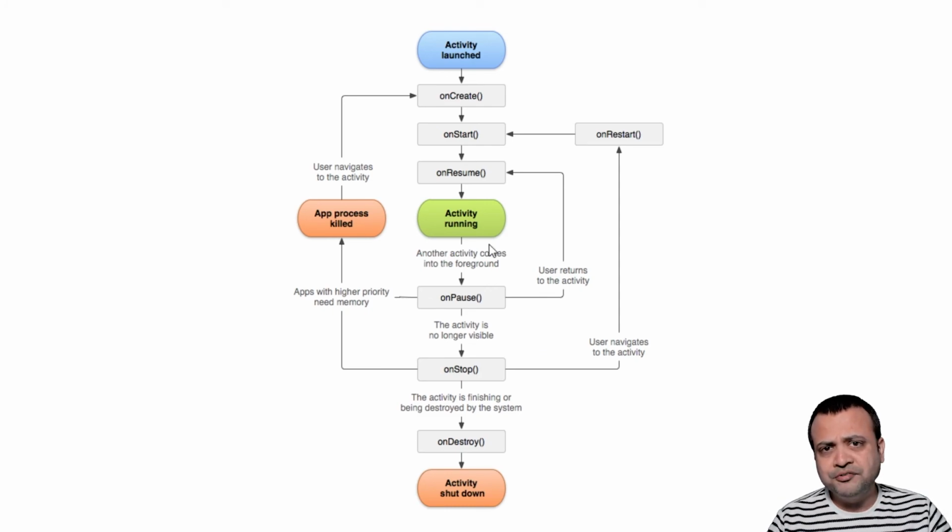Now that we are familiar with the different lifecycle methods of an activity, we will use this knowledge to troubleshoot the problem with our ClickoCounter app and then fix that problem. But that we'll do in the next video.